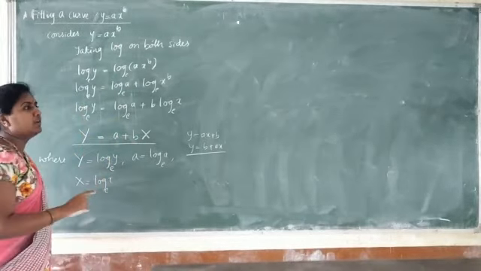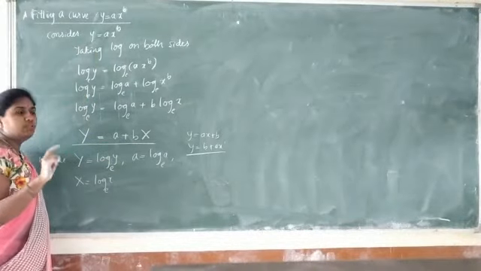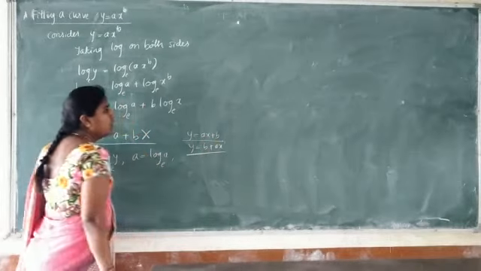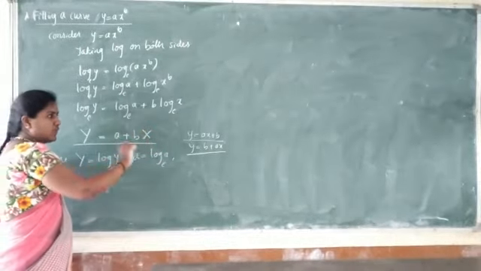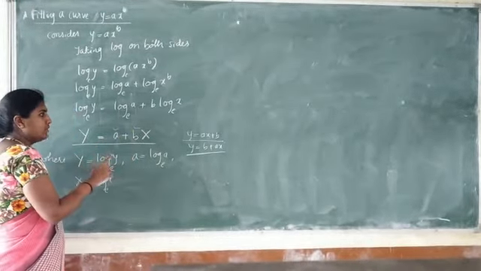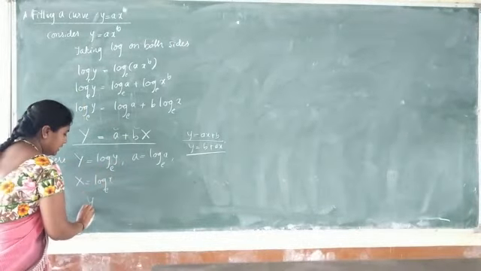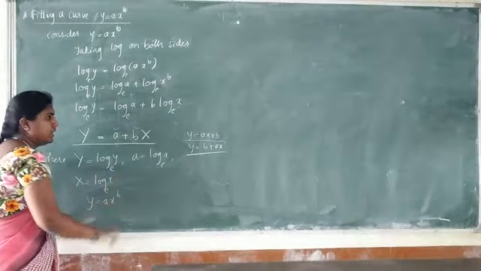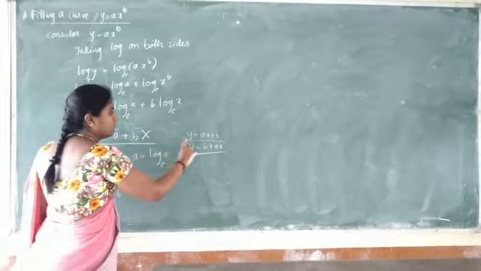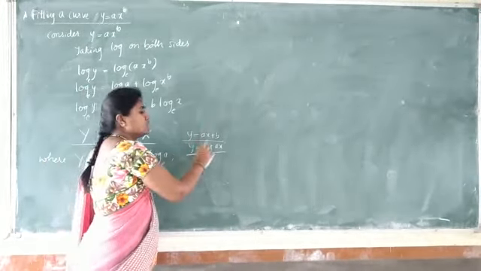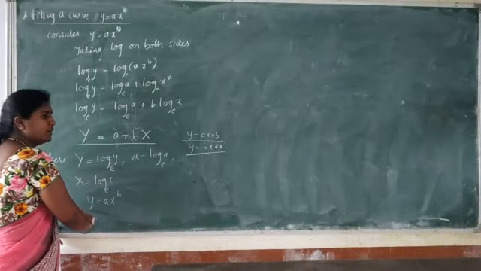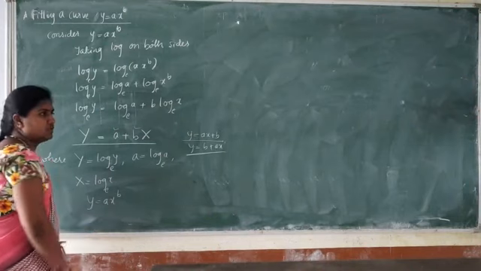To fit a curve y equals ax raised to b, we will use the normal equations of the equation y equals ax plus b, and we will find the values of a and b. After finding the values of a and b, next we will fit a curve in the form y equals ax raised to b. To find the values of a and b, we are using the normal equations of the first curve fitting y equals ax plus b.